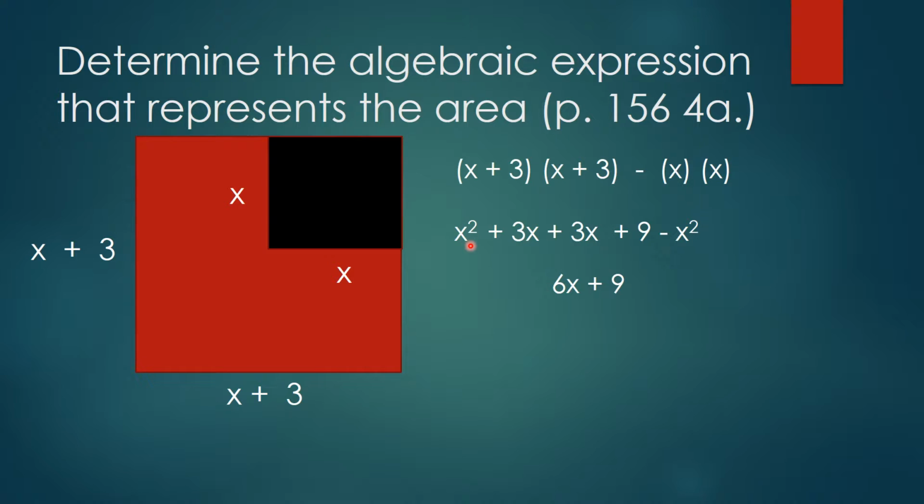Collecting like terms, you have x squared minus x squared, so there's no more x squared left. 3x plus 3x is 6x plus 9. So this expression here represents the area of the red.